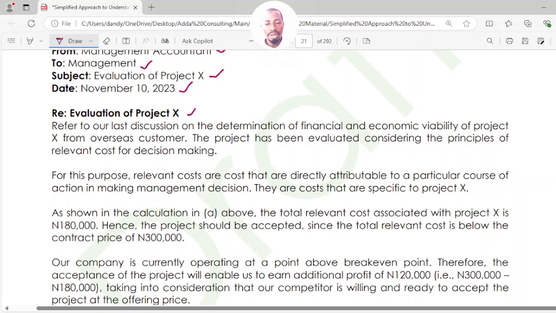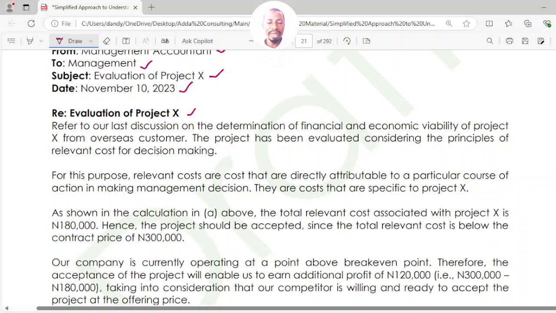So how do you start your report? We are going to start from the introduction. Look at what I put there: refer to our last discussion on the determination of financial and economic viability of Project X from the overseas customers. The project has been evaluated considering the principle of relevant costs for decision making.